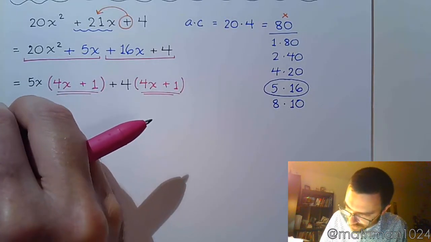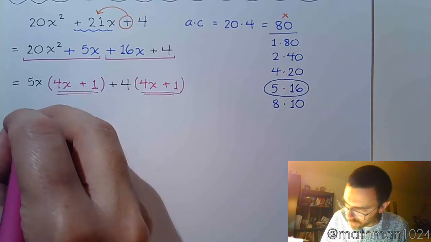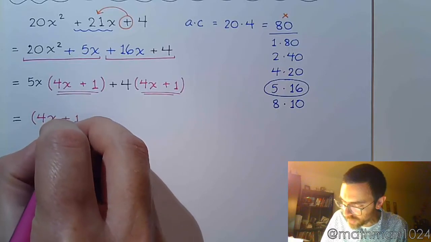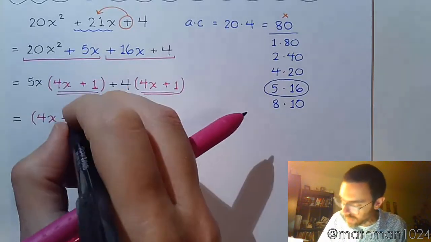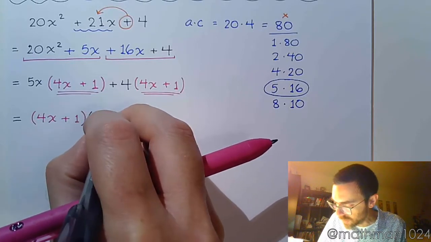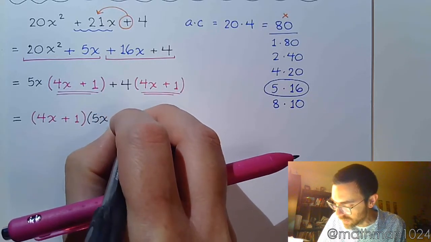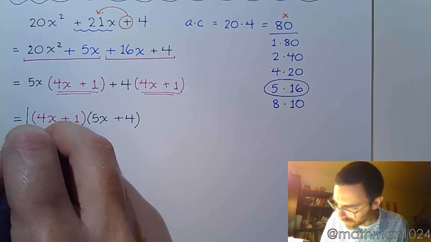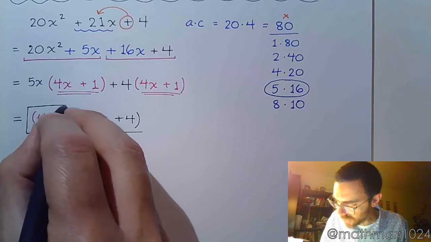So that when we finish the factorization, you write that larger common factor, 4x plus 1, up front, times what it was connected to. And it was connected to both 5x and 4. And this is your factorization.